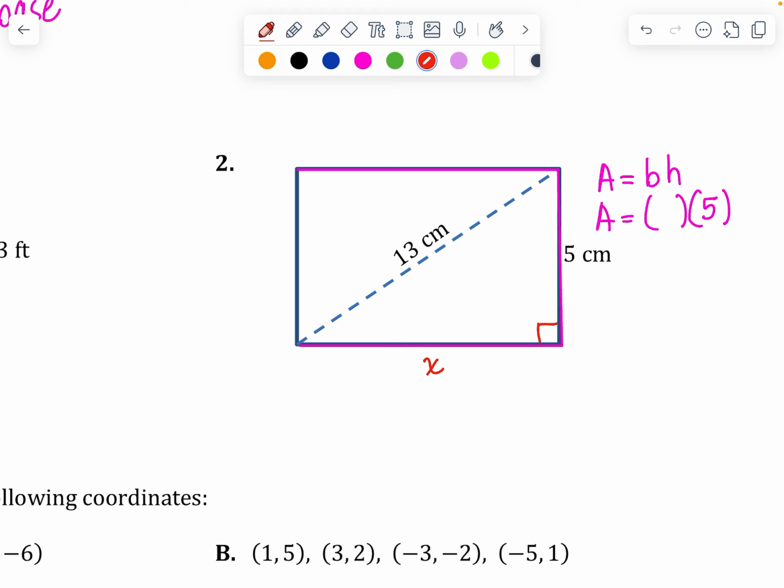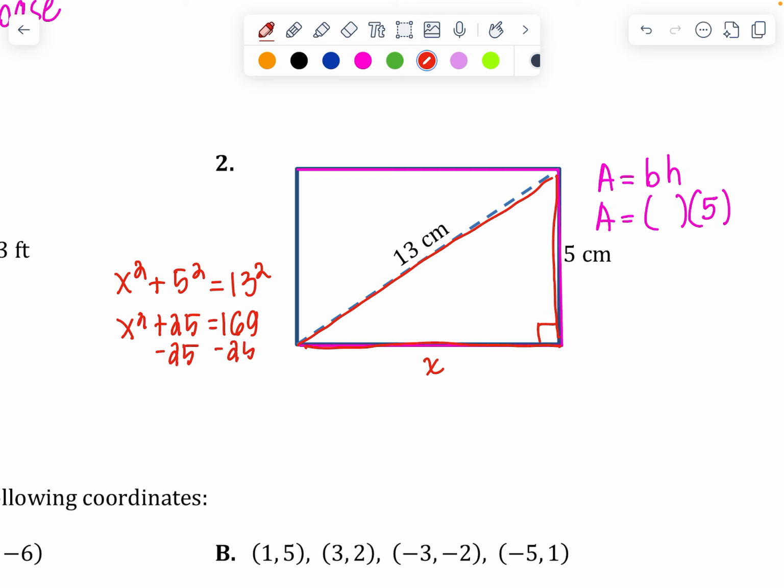And remember, rectangles have right angles, 4 right angles to be exact. So what we have right here is a right triangle. So what we can do is we can find x by using the Pythagorean theorem. So I'm going to say x squared plus 5 squared equals 13 squared. x squared plus 25 is equal to 169. Subtract 25 from both sides. x squared is equal to 144. Square root, we're only taking the positive answer, so I'm not going to do plus or minus, 12. So the length, or the base, is 12 centimeters.